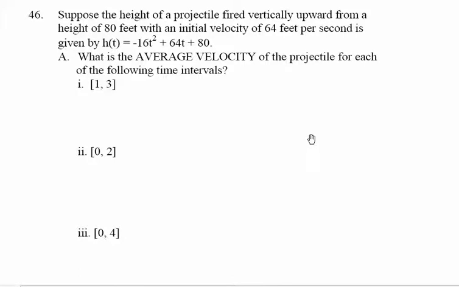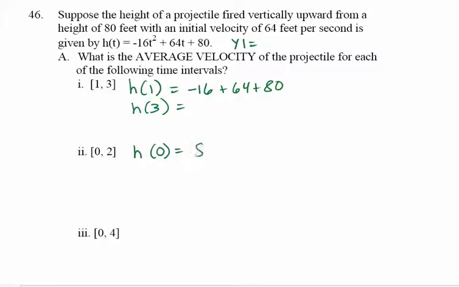All right, question 46. Vertical motion problem. So first we're looking for average velocity over this time interval. So let's find the height at time 1 second. So we would have a negative 16 plus 64 plus 80, and our height at 3 seconds. And I think very quickly here, I'm going to pause, and I'm going to put this function into y1 of my calculator so that I can come up with these values. So once I pause, I'm going to find h of 0. That one I think I can tell is 80. And I'm going to find y1 of 2, and I'm going to do all of these while I've paused.